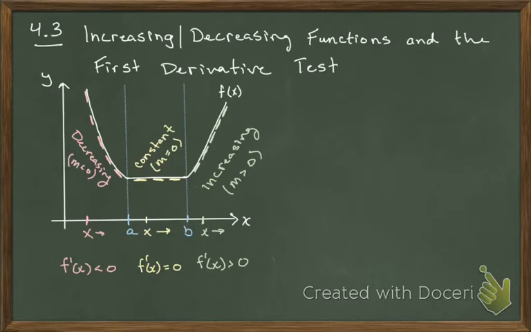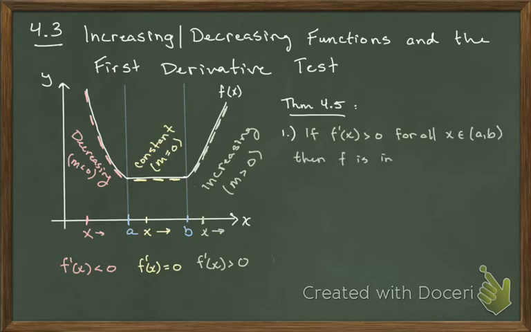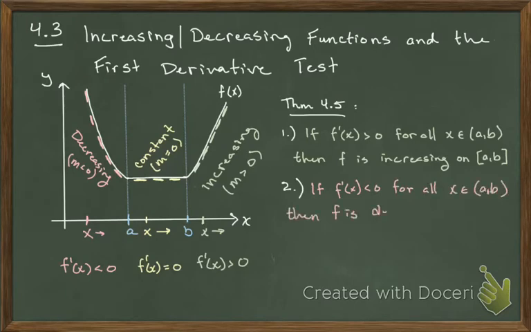Okay? And I just want to lay these out in a listed format here without the picture and with more mathematical notation. What we would say, and this is theorem 4.5 in the book if you're looking, if my derivative is positive for all x in an interval from a to b, then we can say that the function f, not its derivative, but the function f is increasing on that closed interval from a to b. Okay? Very similar, if f prime of x is negative for all x in a to b in that interval, then f is decreasing on that interval.